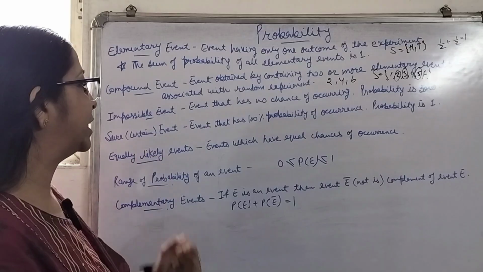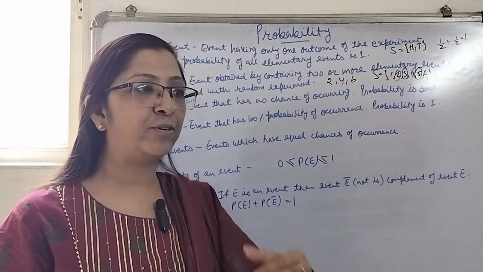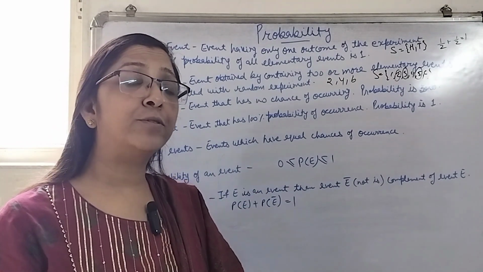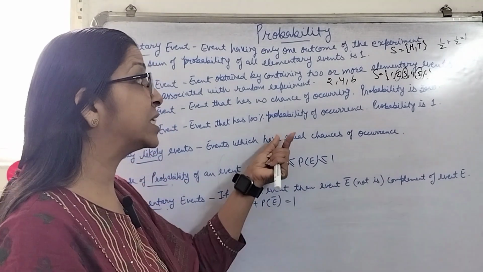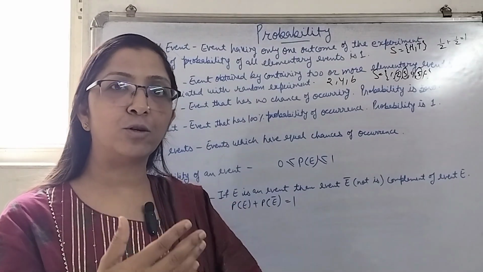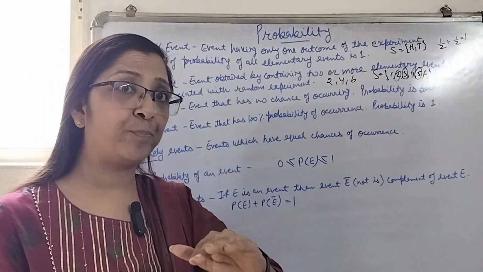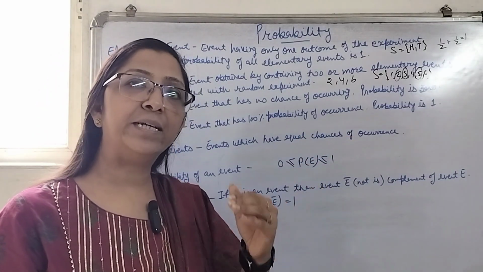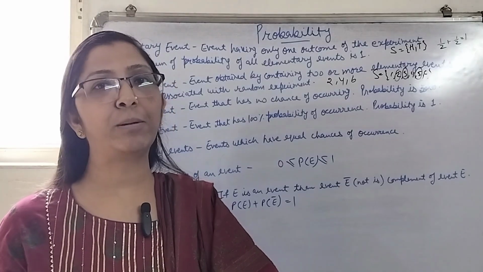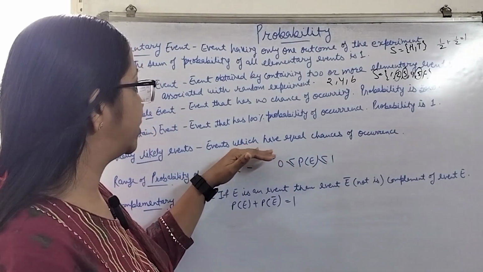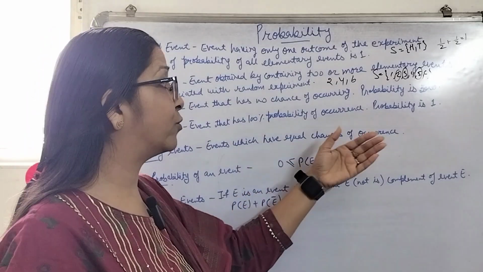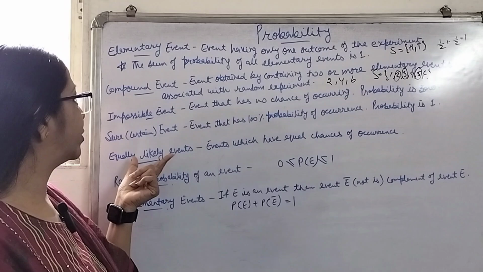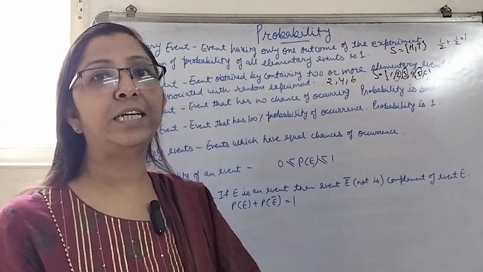Now, equally likely events. Whenever we conduct an experiment and the outcomes are possible, if the chance of getting each outcome is equally likely, meaning the chances of getting all the possible outcomes are the same. Say, the probability of getting a head while tossing a coin is exactly the same as the probability of getting a tail. So when there are equal chances of getting each outcome, such types of events are known as equally likely events.